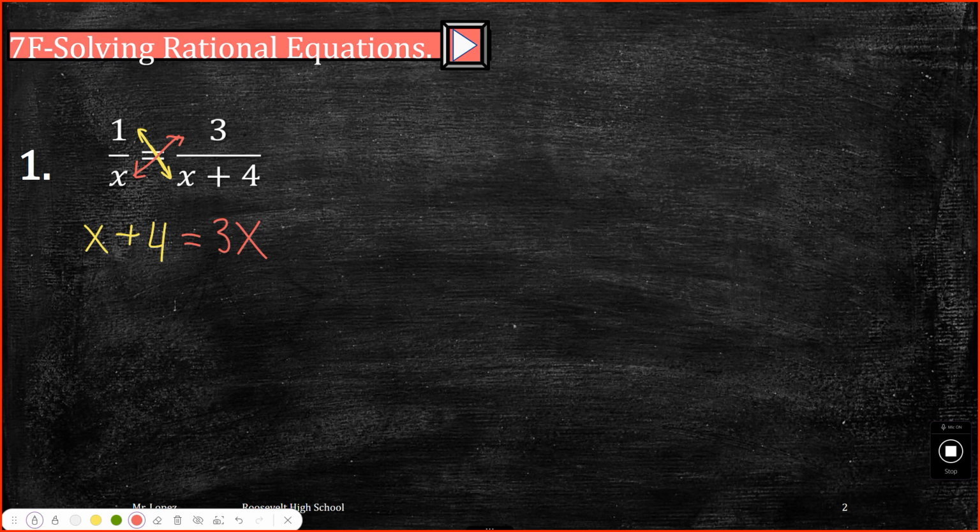What do you guys want to do? Move the x over to the right side. So I'm going to minus x. Cancel this out. So 4 is equal to what? 2x. You can do mental math and get the answer, or you could divide both sides by 2 and answer x equals 2.